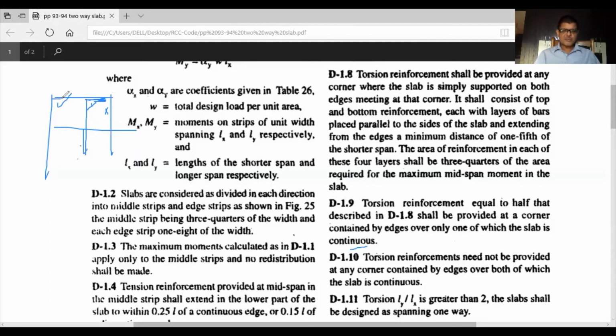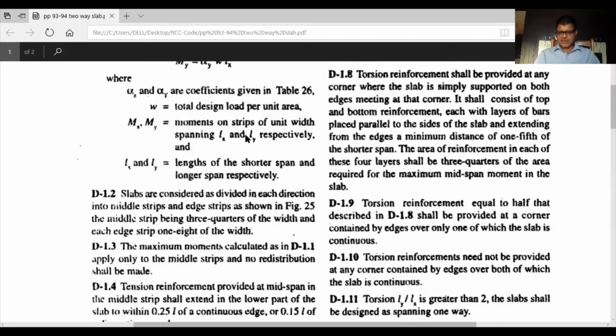Here both edges are discontinuous. Here only one edge is discontinuous. So provide half of the torsion reinforcement required here. But where all the edges are continuous, you don't need this torsion reinforcement. So this is continuous, this side is continuous. So all sides continuous means you don't need any torsion reinforcement here.